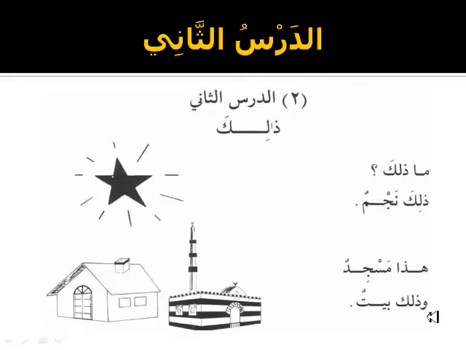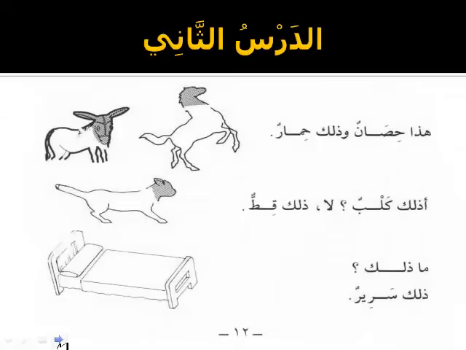Notice here they've introduced a particle called wow, and the wow is the wow atf. Wow can have different meanings, but in this case it's used as a connector. So it says this is a masjid, and it means and in this case that is a house. Alright, let's go to the next slide. And again, today this is a very short lesson.